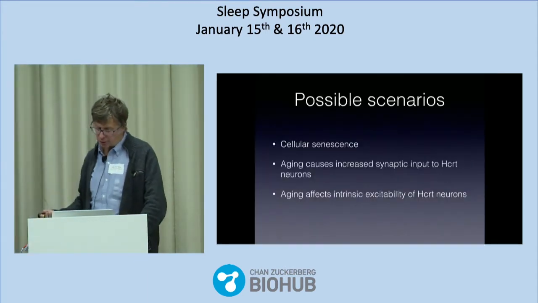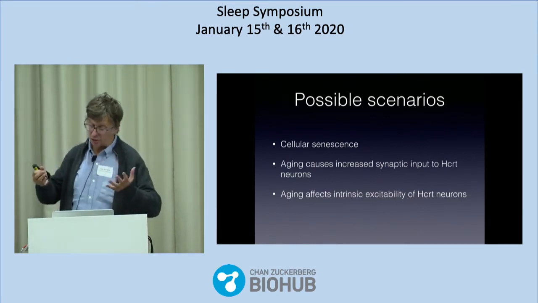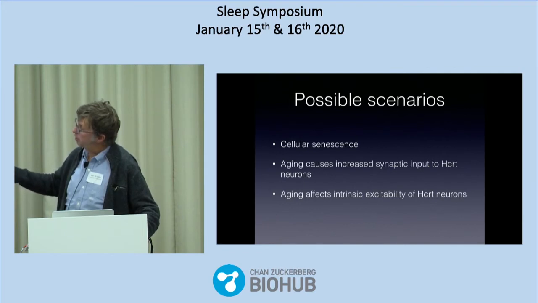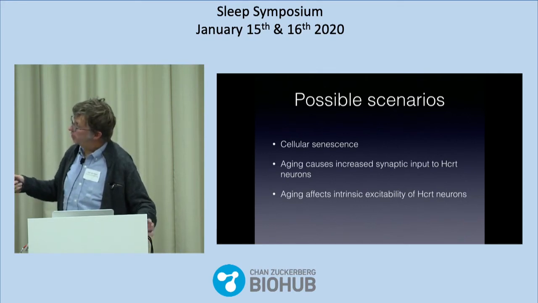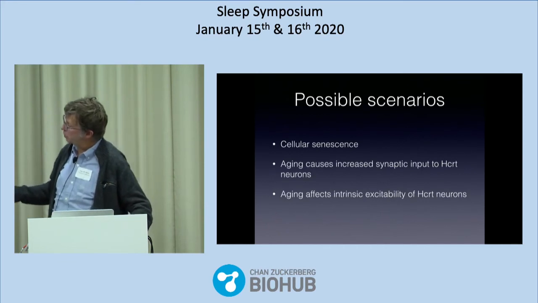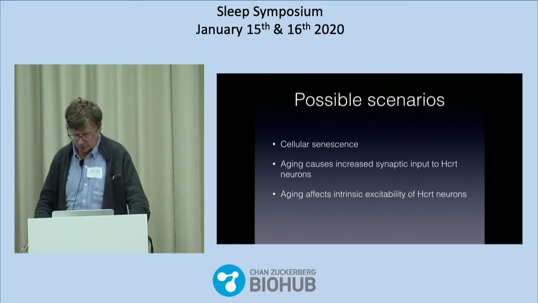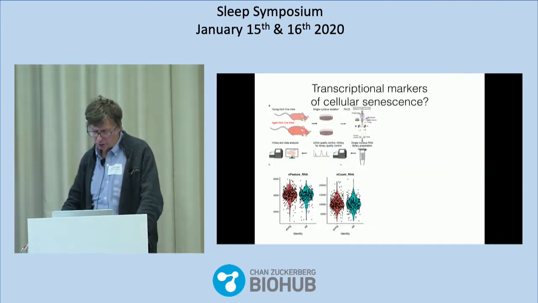So there were several possible scenarios for this effect. One was that the cellular environment is getting old, and therefore some mechanisms of cellular senescence are taking place. Also, that aging causes an increased synaptic input to hypocretin neurons. That is a possibility that has been described in other areas of the brain. And that aging affects intrinsic excitability of hypocretin neurons. And we explored each of these options.